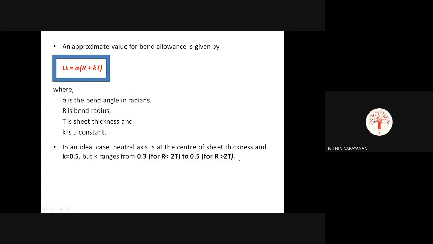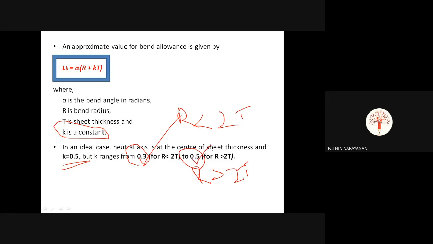So in the ideal case, the neutral axis is at the center of the sheet thickness, and K is 0.5. So in an ideal case, we will take this constant K as 0.5, but K ranges from 0.3 to 0.5. If the value of this radius R is less than 2 times the thickness, we will take the value of K as 0.3. And if the value of R is greater than 2 times the thickness, then we will take the value of K as 0.5.